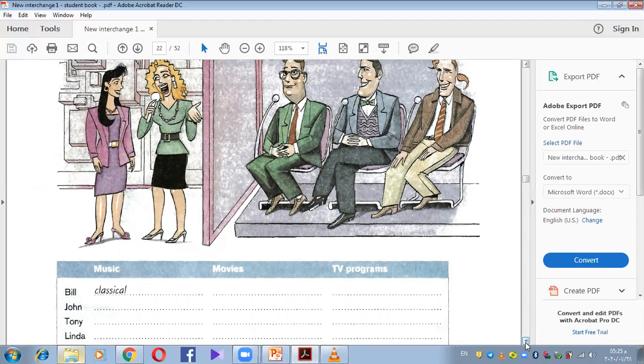Welcome to Who's My Date? Today, Linda is going to meet Bill, John, and Tony. So let's start with the first question on music. Bill, what kind of music do you like? Oh, classical music. Classical, okay. And how about you, John? Well, I like jazz. And you, Tony? My favorite music is rock. How about you, Linda? Well, I like pop music. I don't like jazz or classical music very much.